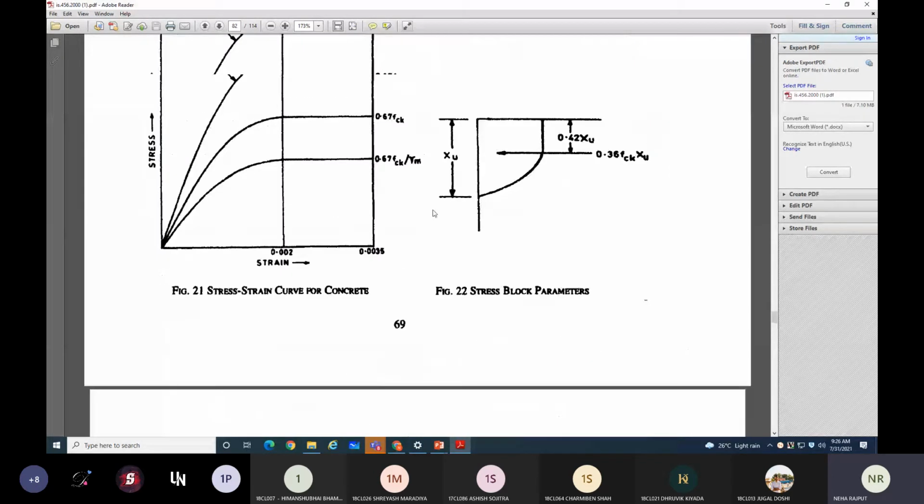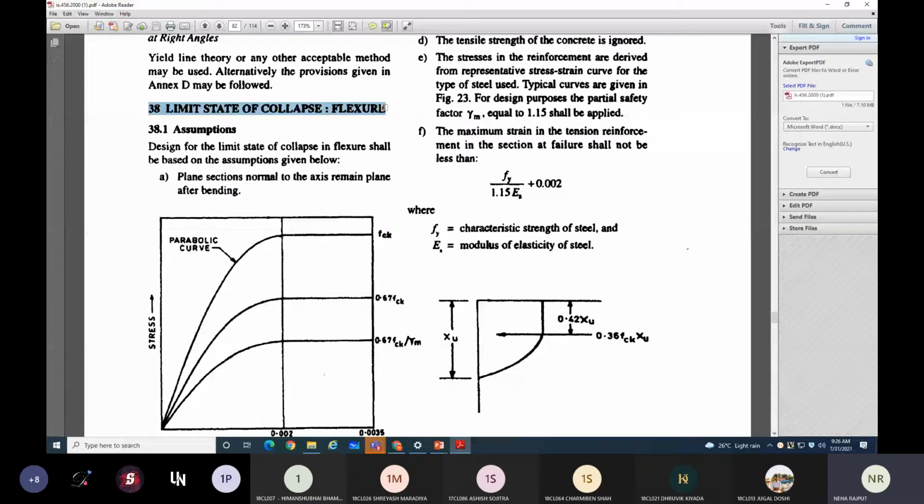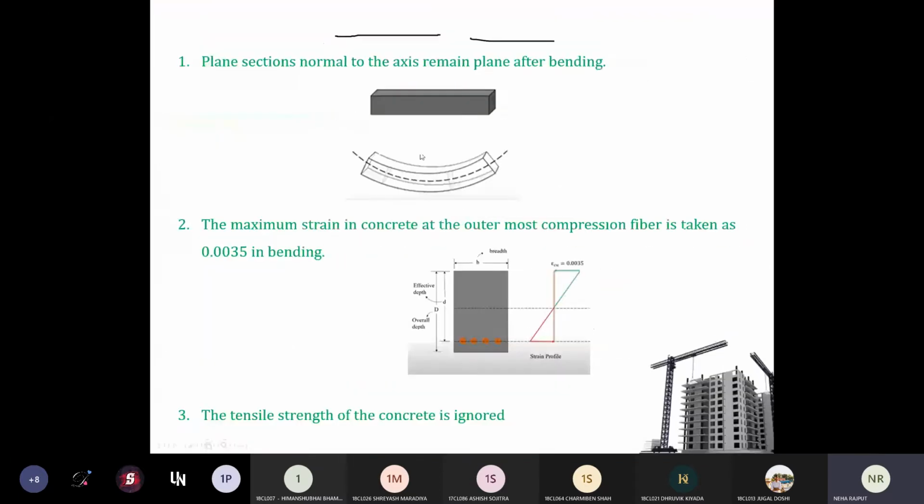So this is 38, limit state of flexure, and 38.1, these are the assumptions. All these assumptions are available in this clause. The very first assumption is: plane sections normal to the axis remain plane after bending.